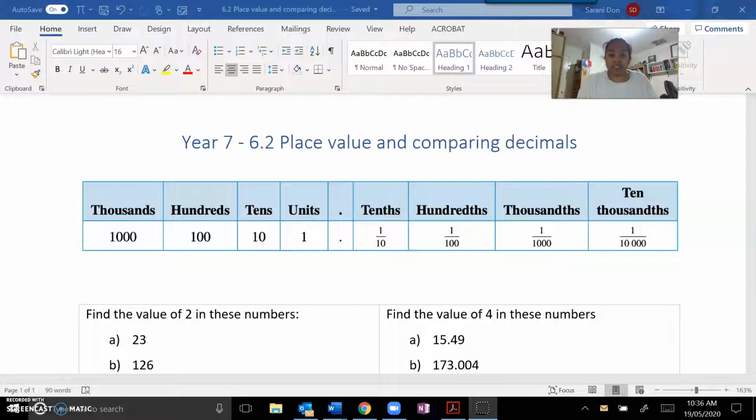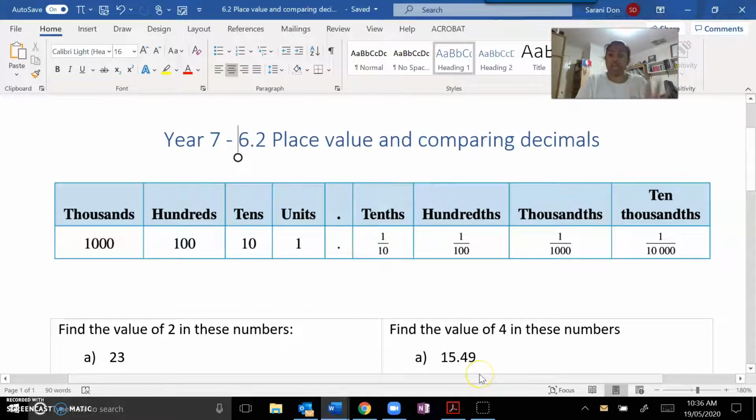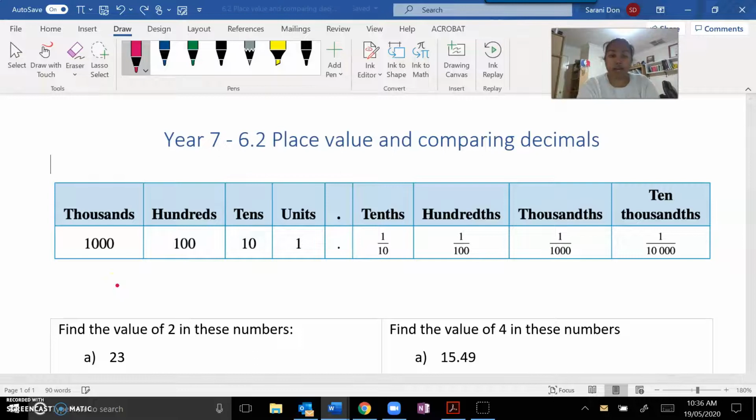All right, so this is title year 7, 6.2, place value and comparing decimals. Hopefully you guys have seen this kind of table before. Obviously you've got the decimal here. The numbers on the left side of the decimal, these ones here, they're called units. You may have heard it be called ones, tens, hundreds, and thousands, which is what we use in everyday life. Then on the right side of the decimal, you've got the tenths, hundredths, thousandths, and 10,000ths column. So be familiar with what each number would represent.